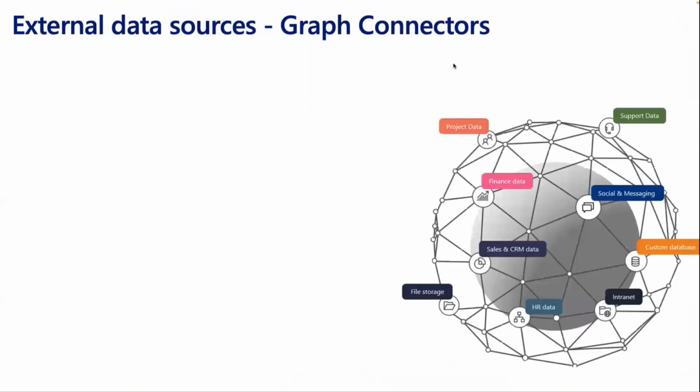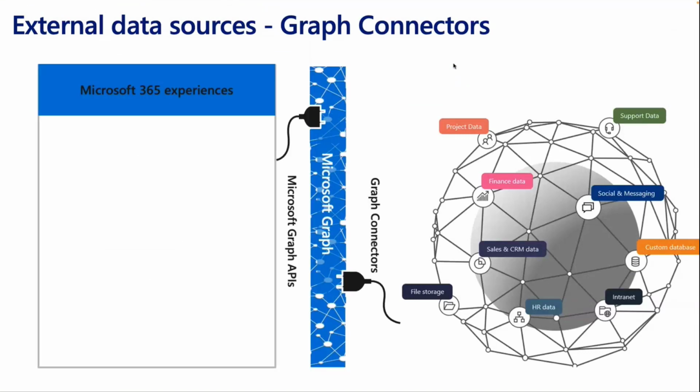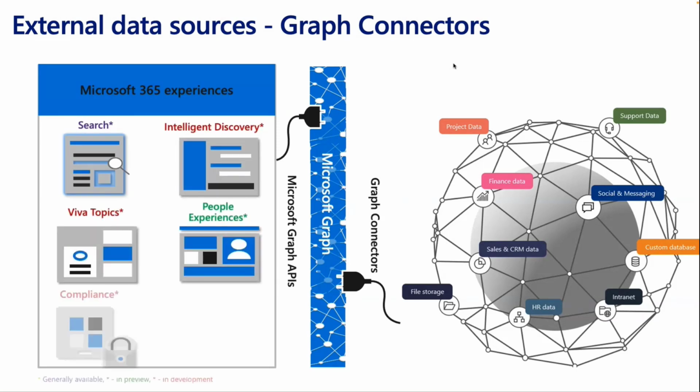Now, what about external data sources? Similar to what Cloud SSA provided, we have Graph connectors, which let you bring in content from your third-party data sources and plug it into Microsoft Graph. Once the data is plugged into Microsoft Graph, it powers Microsoft Search plus a bunch of intelligent experiences. Some of these experiences are in preview, some are rolling out or in development. I'll show you glimpses of some of them, but these are all intelligent experiences, and they are enabled once you bring in data using the Graph connectors.